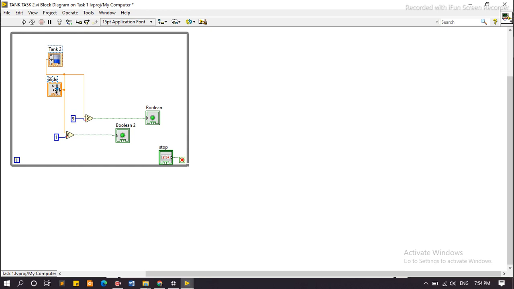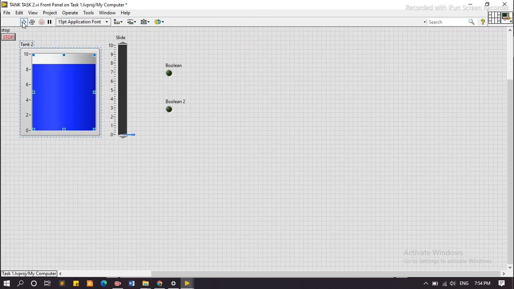Here is the water tank and the slider gauge. We set the upper limit 9 here. When it reaches the upper limit or equal to 9, this light will be on, and when it reaches the lower limit, which is 1, the lower light will be on. We simply run this.